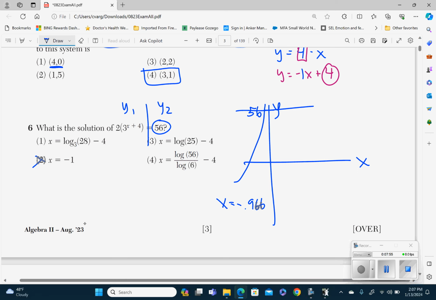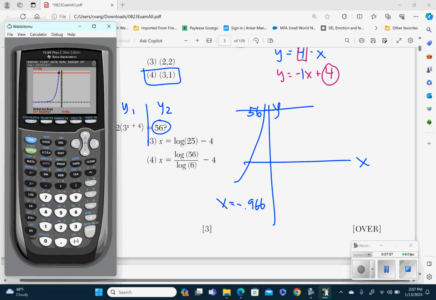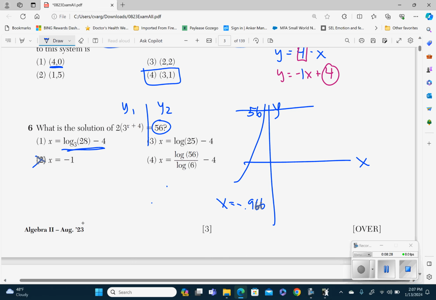So what I'm going to do is plug in each of my other choices, right? So if I go to my calculator, option number 1 says log base. So I hit the math button, go down to log base. And so all I'm doing is checking to see if it's this right here. So I'm going to do log base 3, go over to the right, put 28, go over to the right again, and -4. And this is my answer, right? That matches with what I had before, which is negative 0.966. So that is option number 1.